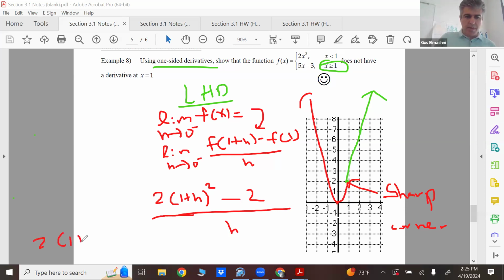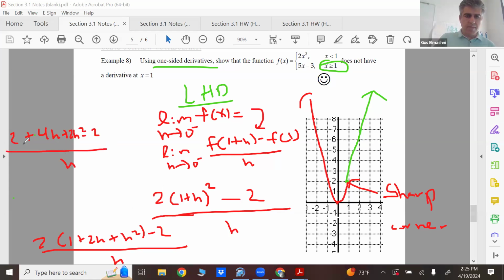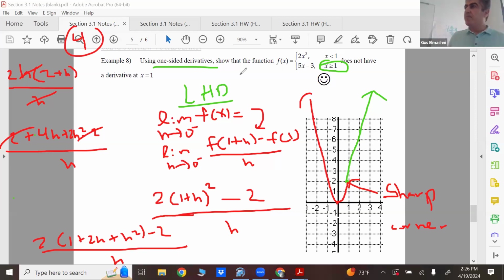Still not enough room. Those cancel. You factor out h and a 2. And then those cancel. So what do you get for your left-hand derivative? You get 4. So the left-hand derivative is 4. I got lazy. I should have written the limit notation. My bad. But for the right-hand derivative, I got 5. What this tells me is that this won't be differentiable at x equals 1 because the left-hand derivative did not equal the right-hand derivative. We'll have that discussion more on Monday.